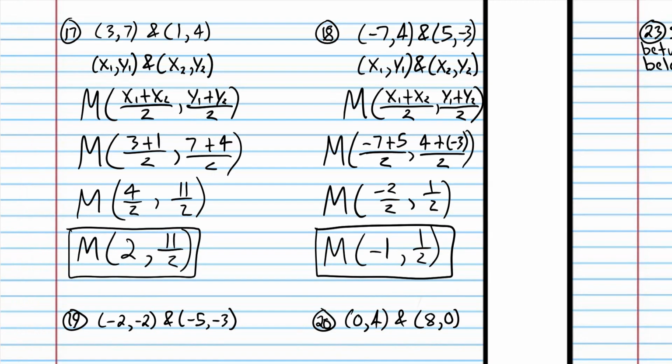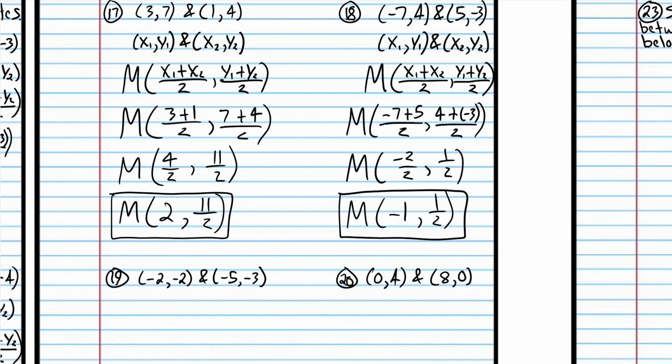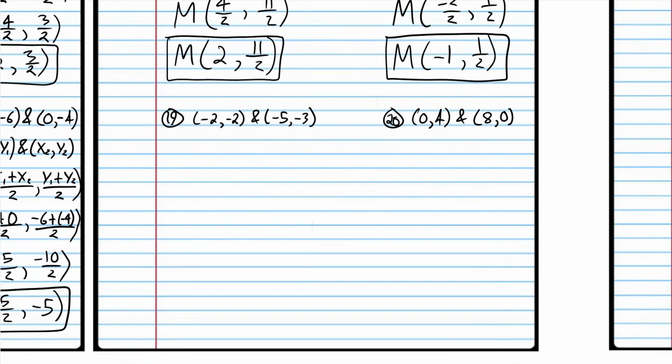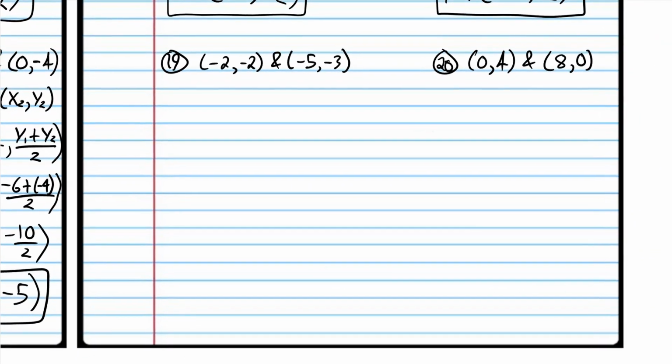-2 over 2 is -1. That's -2 divided by 2. So why don't you try number 19, and when you come back, we'll do it together.